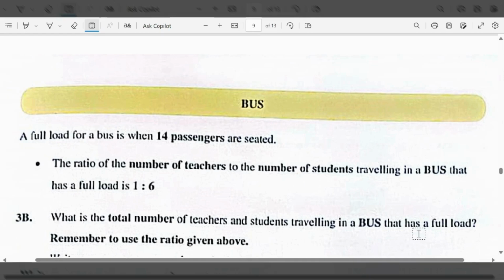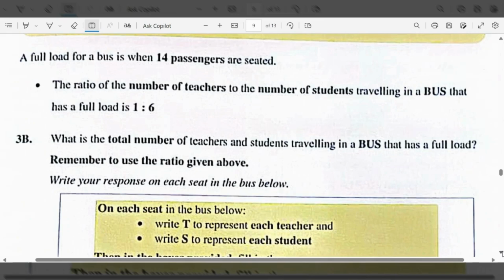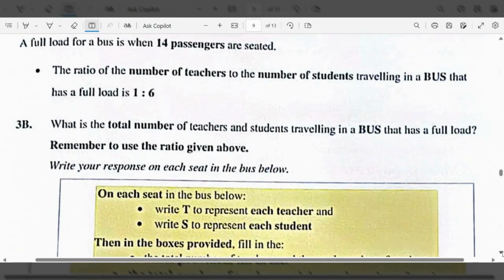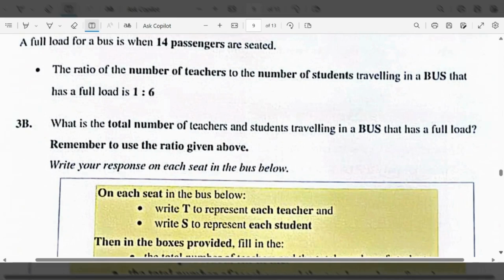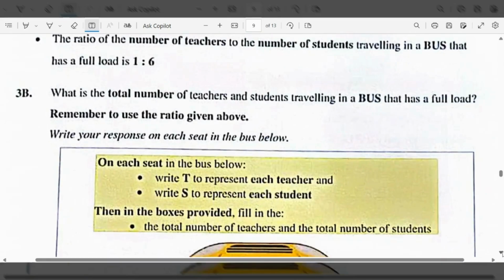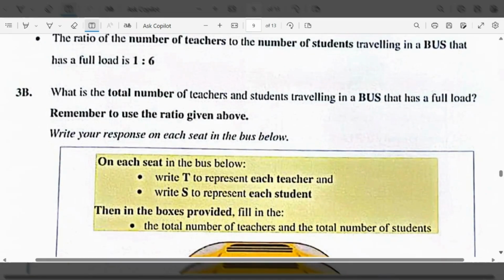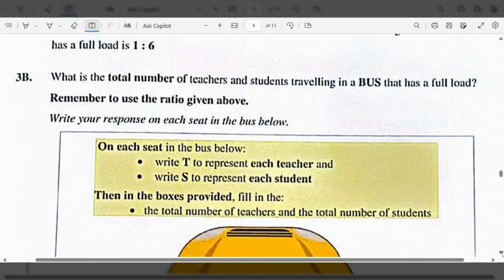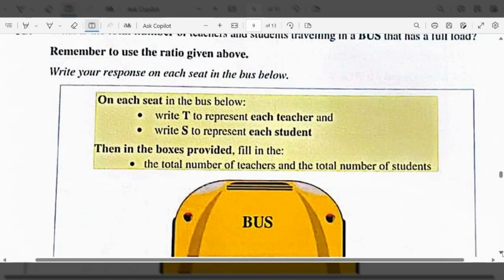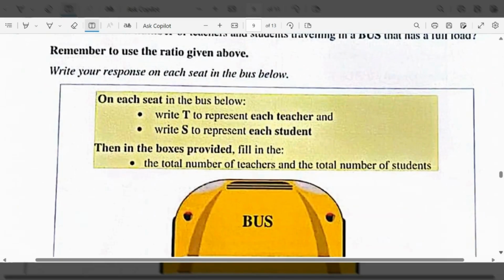A full load for the bus is when 14 passengers are seated, and the ratio for the number of teachers to the number of students traveling in the bus that has a full load is 1 to 6. What is the total number of teachers and students traveling in a bus that has a full load? So remember to use the ratio given above, and we'll write the response on each seat in the bus below.